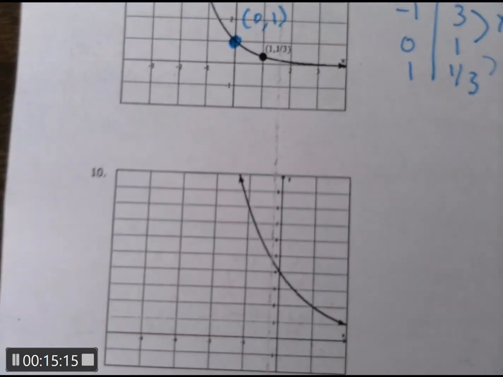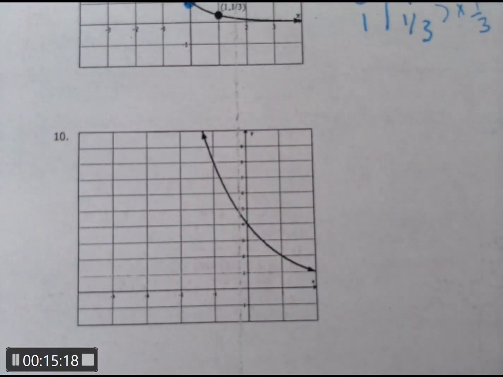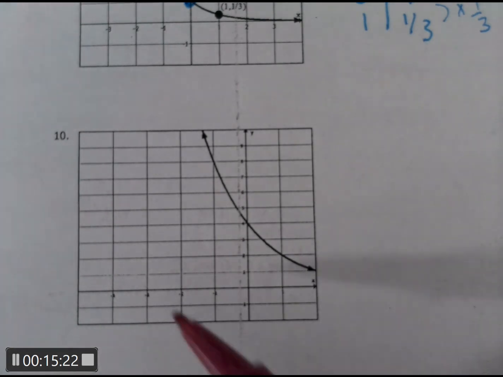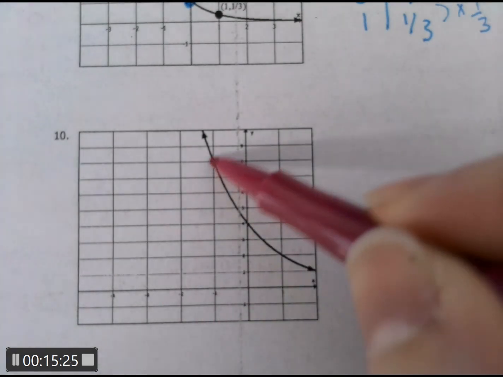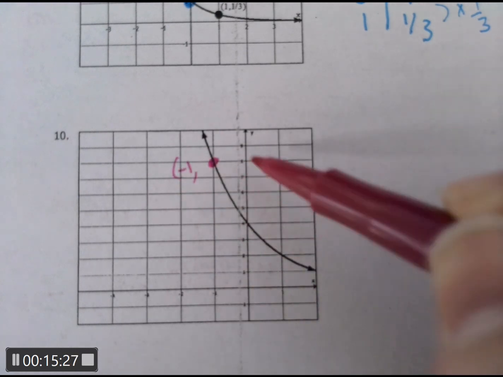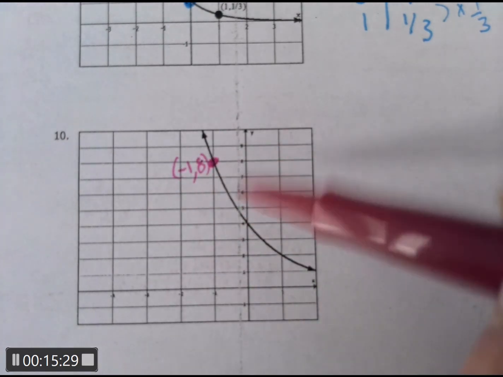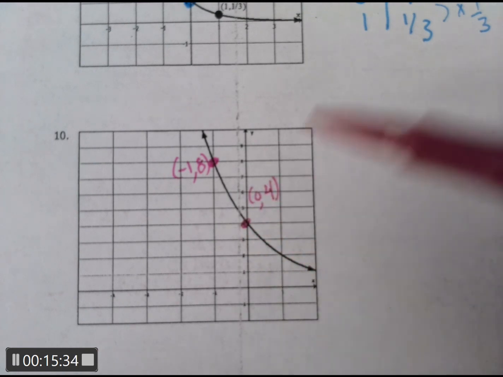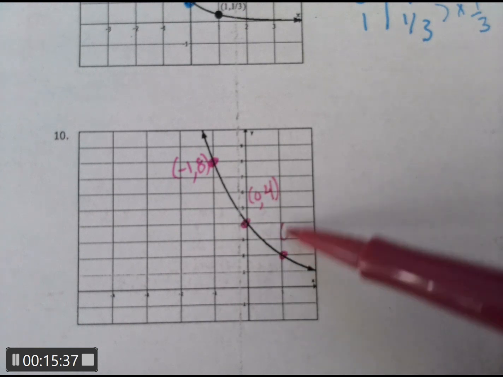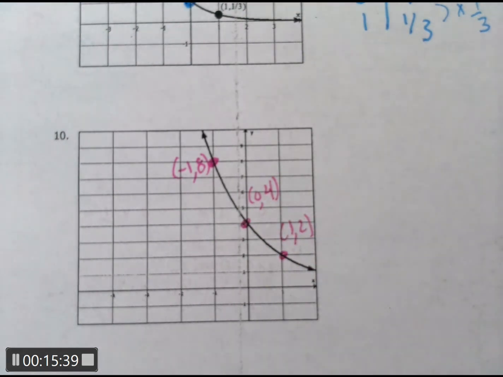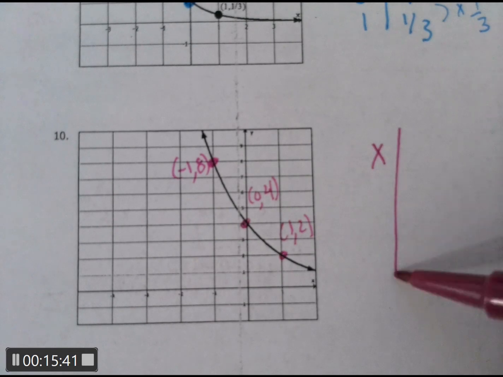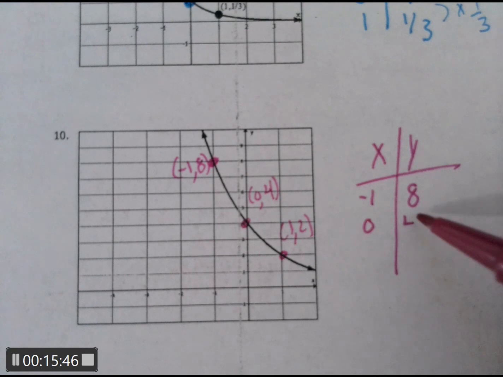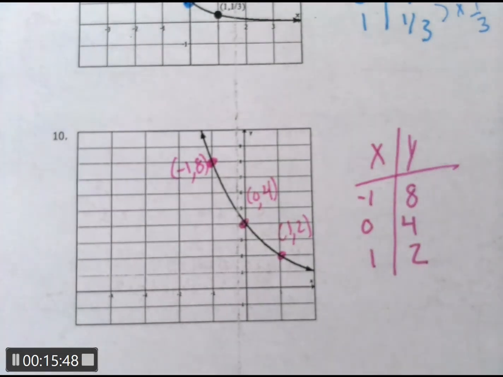10 does not give us our points. So we are going to have to come up with the points on our own. So remember, we're just going to find all of our pretty points. So we have -1, 8. We have 0, 4. And we have 1, 2. Okay? So we're going to make our xy table of values. We have -1, 8, 0, 4, 1, 2.